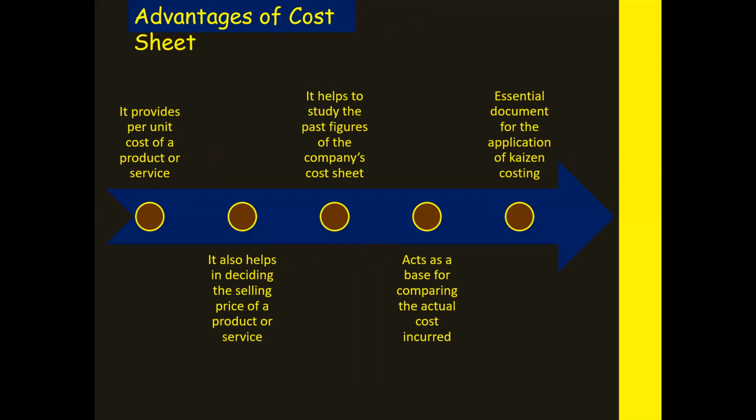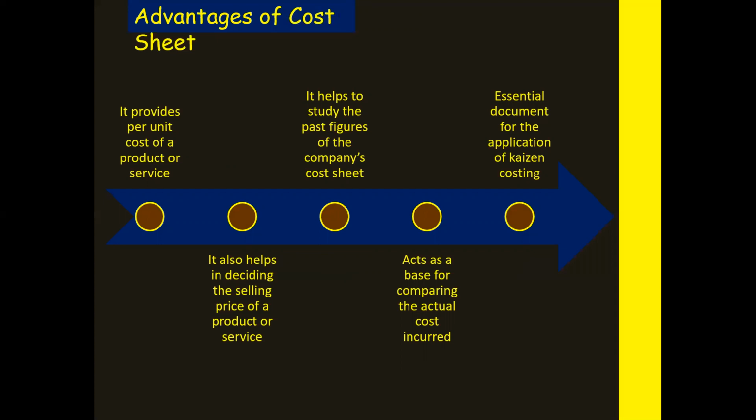So now let's talk about what are the advantages of cost sheet. A cost sheet is an essential statement for the organization engaged in the production of goods or services. Some of the benefits of preparing a cost sheet: A cost sheet provides per unit cost of a product or service which the organization incurs at every stage of business operation, which helps the management to analyze and control such overheads.